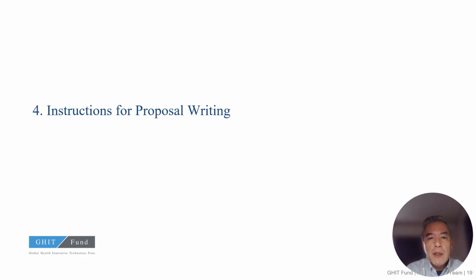Now, we've covered the key points on the RFPs for TRP and PD. Let us move on to the next section, Instructions for Proposal Writing. In the following slide, we will walk through the application timeline and key considerations for preparing your proposal. This part is especially important for those planning to submit an application in the current round or in the near future.